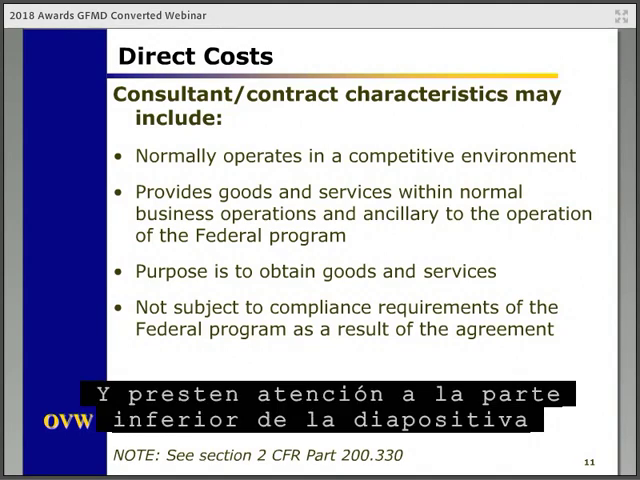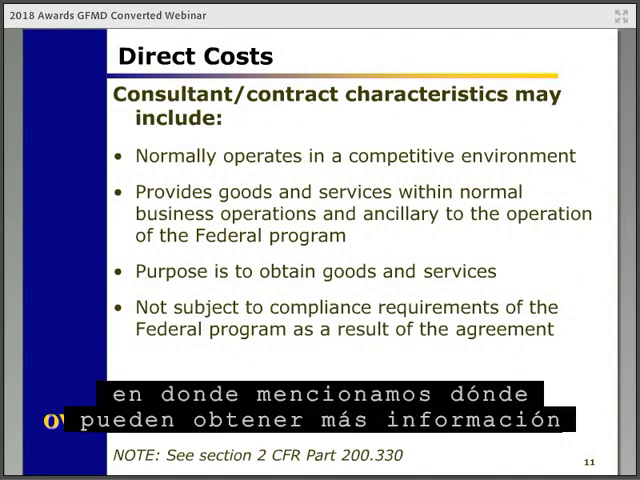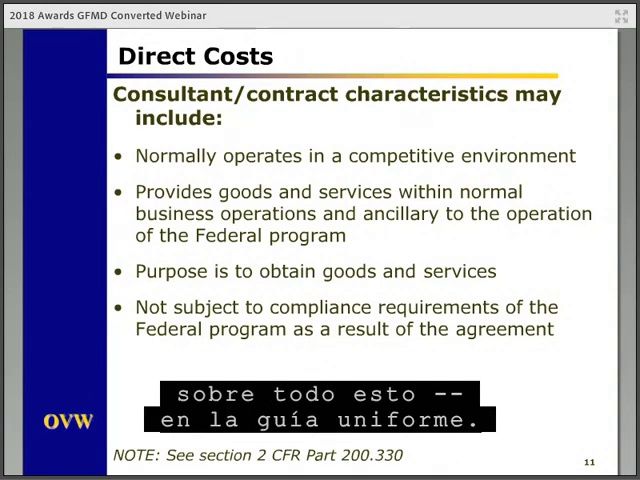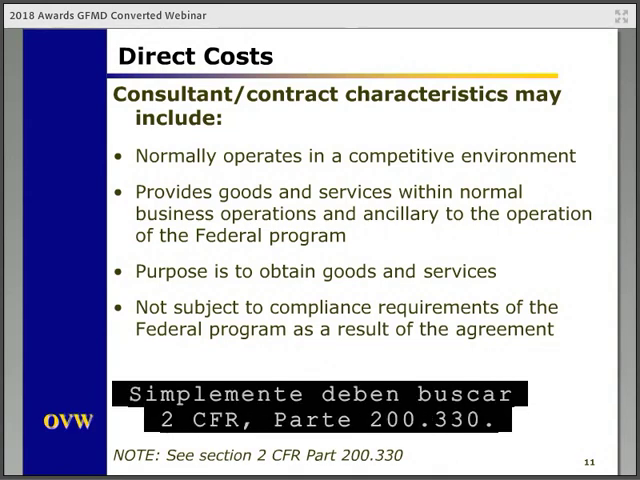And take note, at the bottom of the slide, we reference where you can get more information on all of this in the uniform guidance if you just look up 2 CFR Part 200.330.